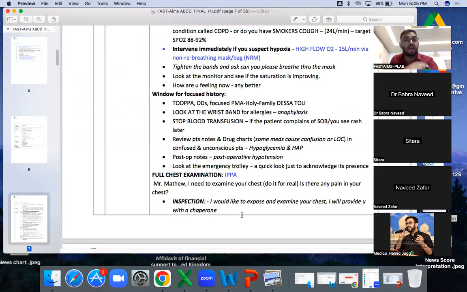Because then you will need to ask, I am going to tap your chest. If you find any discomfort, please let me know. Then you will be percussing in six areas in a comparative way, like one here, one here, one here, one here, and one at the base of your lung, six areas.